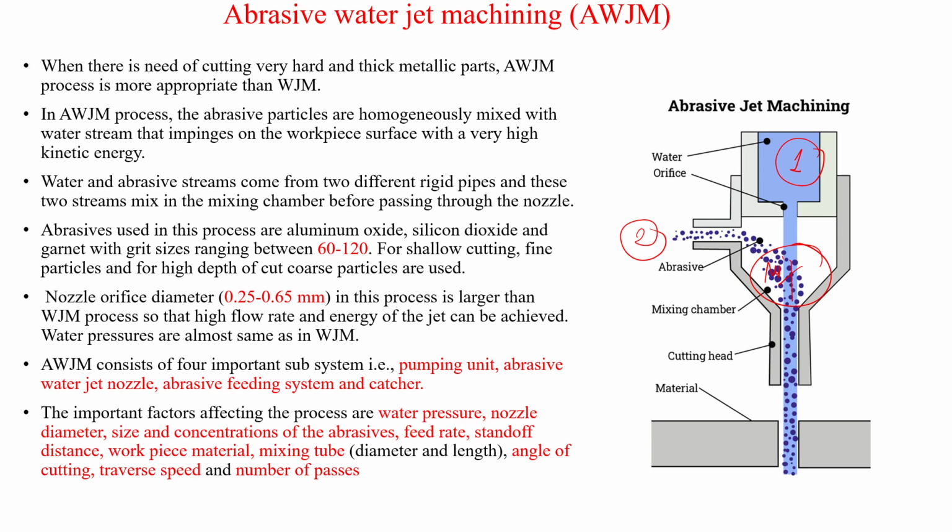There are four important subsystems. One is the pumping unit, which provides the pressure. One is the abrasive water jet nozzle, with the abrasive feeding system, which continuously provides the abrasives, and the catcher, which catches the jet and absorbs the noise. The important factors affecting the process are water pressure, nozzle diameter, size and concentration of abrasive, feed rate, standoff distance, which is a very important parameter, workpiece material, mixing tube, angle of cutting, at what angle the stream is provided, the speed, and number of passes. These are the common process parameters which are very important.